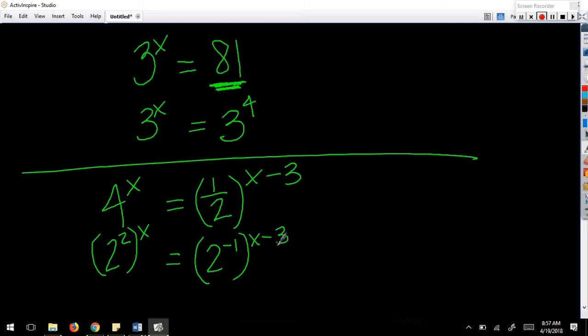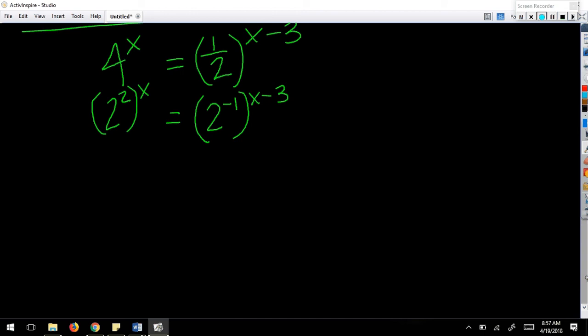Are the bases now the same? Yes. If the bases are the same, then guess what? I can set the exponents equal. So now I know that these are the same, and I can solve for x. So 2x must equal -1. Remember when we raise a power to a power, we multiply.